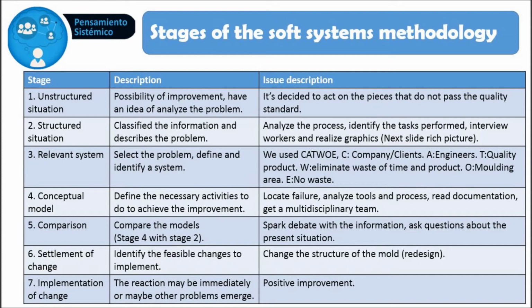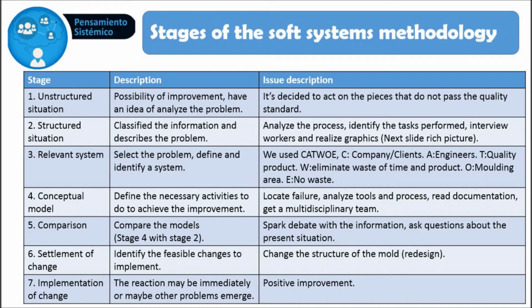Stage 4. Conceptual model. Define the necessary activities to achieve the improvement. Locate failure, analyze tools and process, read documentation, and get a multidisciplinary team. Stage 5. Comparison. Compare the model of stage 4 with stage 2. Spark debate with the information, ask questions about the present situation.